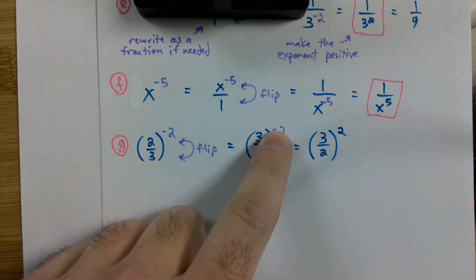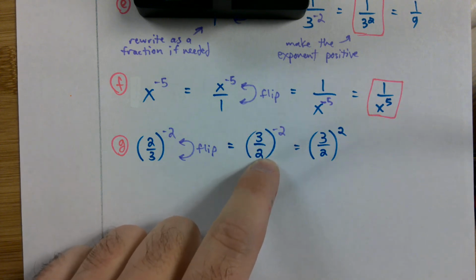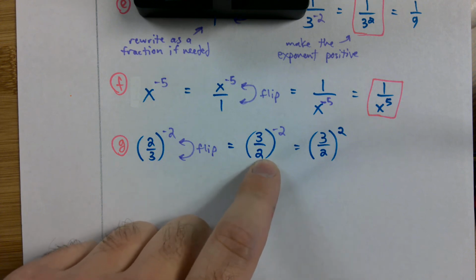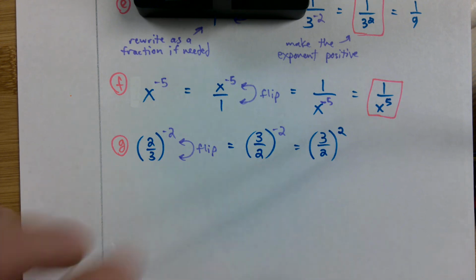How come this negative 2 didn't flip down to the bottom when we flipped our fraction? Because it was in parentheses. There we go, because it's outside the parentheses. So we're talking about the whole fraction, 3 over 2. Not just the 2, not just the 3. The whole fraction is being raised to the negative second power.